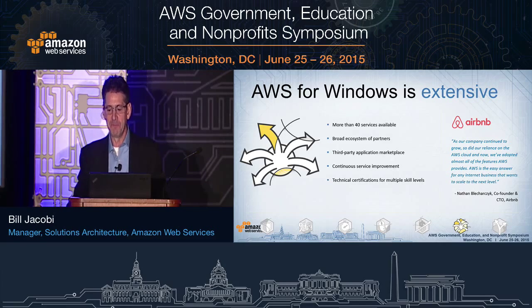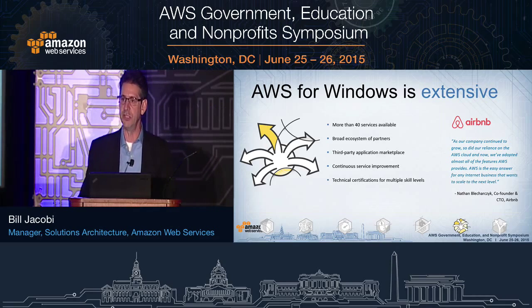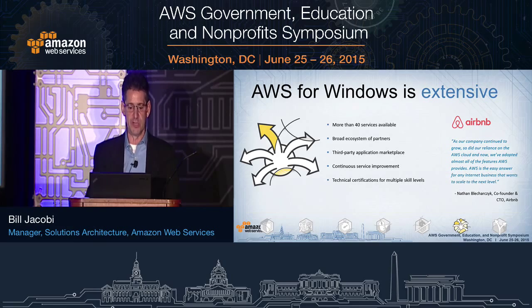Airbnb went on to say, as our company continued to grow, so did our reliance on the AWS cloud, and we've adopted all of the features AWS provides. AWS is the easy answer for any internet business that wants to scale to the next level. And so as I talk about the technologies that support Windows deployments, you'll see that there are a lot of technologies that create a cloud platform on which you can optimize Windows architectures.